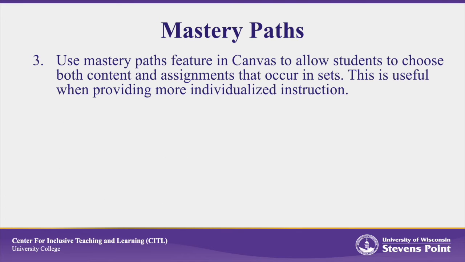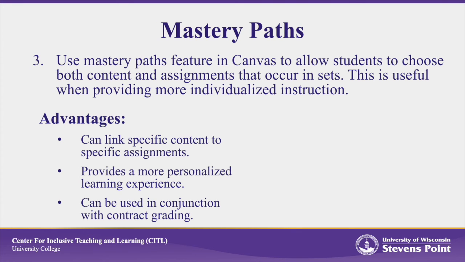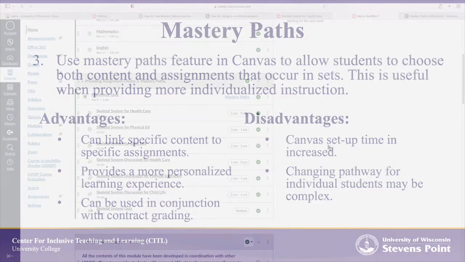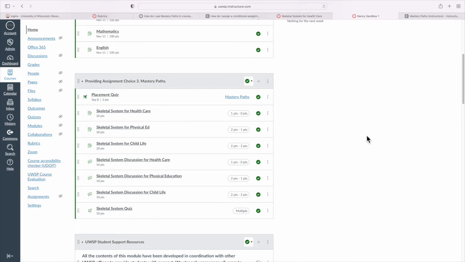The big advantages of this approach include linking specific content choices to learning activities as part of providing individualized instruction and a personalized learning experience. This is a great feature to use if you want to play around with contract grading. The drawbacks of this option are that the organization in Canvas can be pretty hairy. It takes a lot more time to set up, and once students have chosen a learning path, it can be difficult to change. So what does this look like in Canvas?